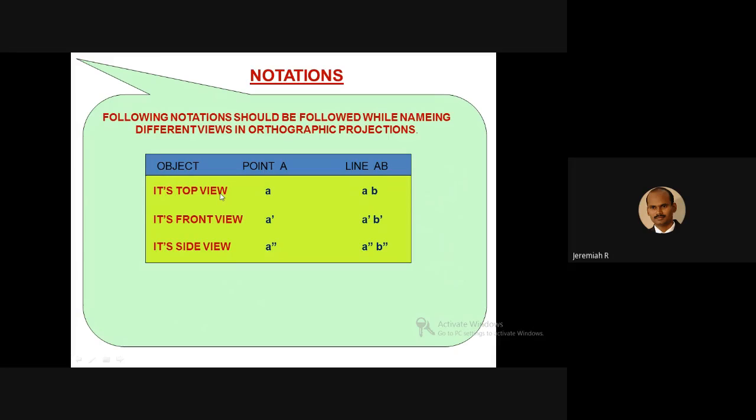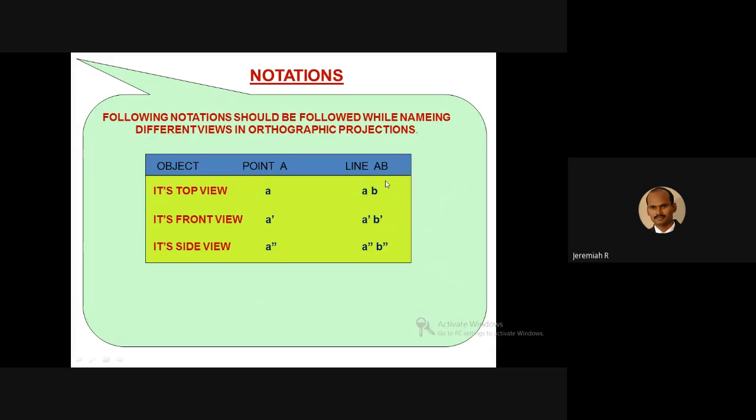So top view means you have to see the object from the top. Top view means we will consider A alone. Whatever the point name, if it is a point Q, we will consider Q itself. If it is a line PQ, we have to consider PQ itself. But in front view, we have to consider A dash.